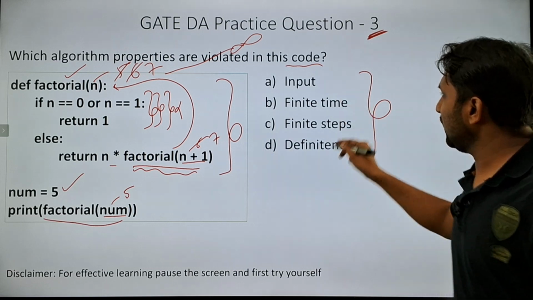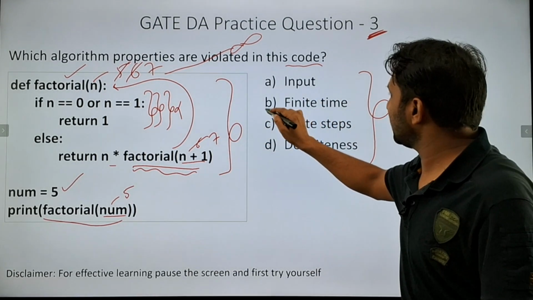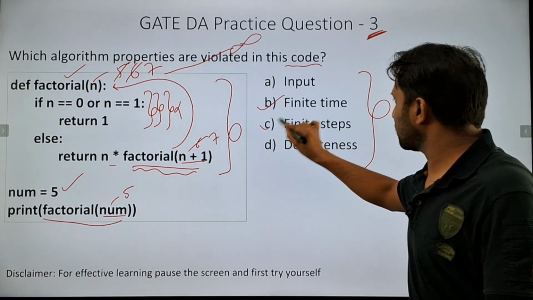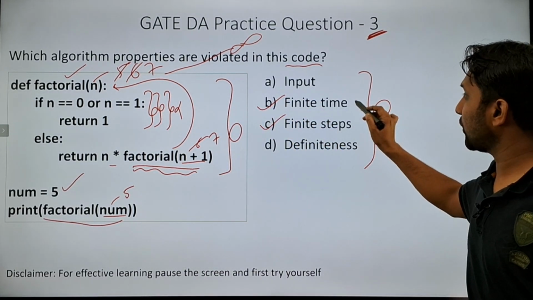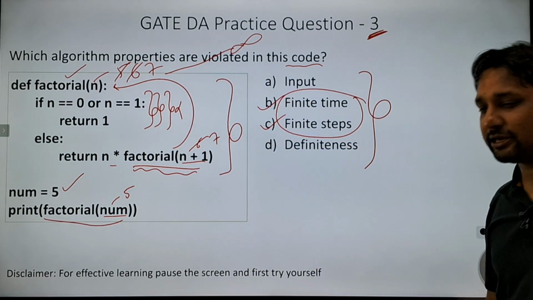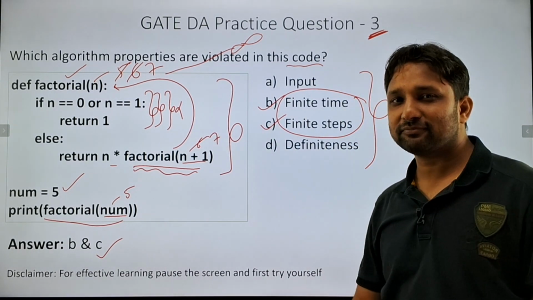So which property are we violating in this code? This code is not taking finite time. This code is not taking finite steps. So these two properties are violated. B and C should be the right answer. Let's see. Yeah, B and C is the right answer over here.